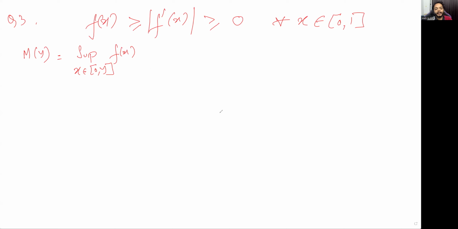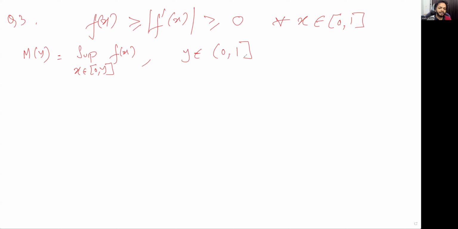Now why don't I write it as the capital M? Why am I writing M(y)? Because that maximum will depend on y, where y belongs to (0, 1]. At 0 the function is taking the value 0, so we don't have to work on that point. We have to work on the interval (0, 1], and we have to show that the function is 0.